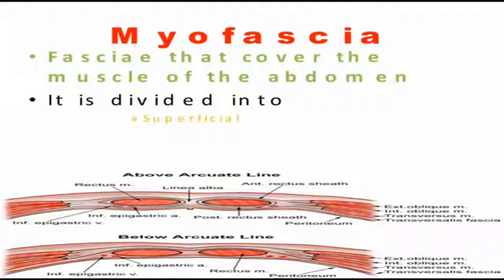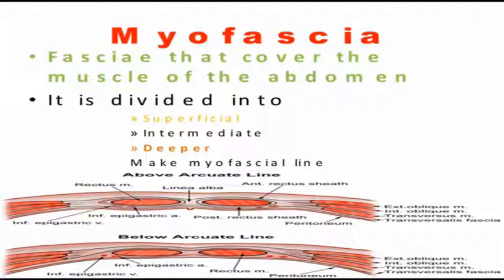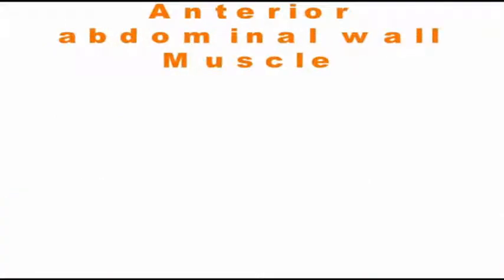So the fascia that covers the muscles of the abdomen is divided into the superficial fascia, intermediate fascia, and deep fascia, which make the myofascial lines. You can see here the external oblique muscle and internal oblique muscle, all of them are surrounded by the fascia. So they make the anterior myofascial line, the lateral myofascial line, the transverse myofascial line, and the posterior myofascial line. Now we will talk about the anterior abdominal wall muscles.